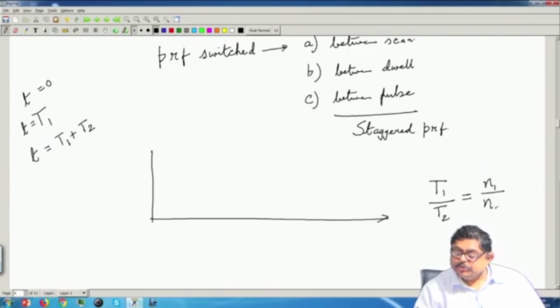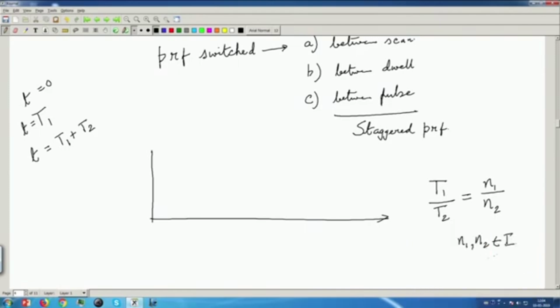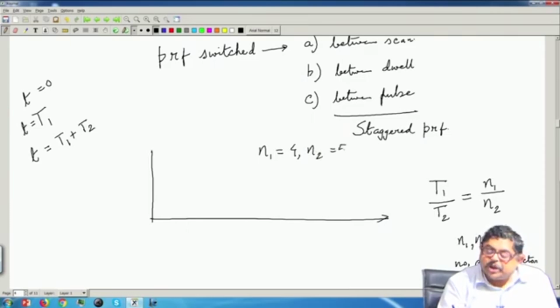That means t1 by t2 will be n1 by n2, where n1 and n2 are integers, and also with no common factor between n1 and n2, obviously except 1. 1 is a common factor of every number. So, no common factor between n1 and n2. Now, to draw the graph I need some numbers. So, let us take one example where n1 is 4 and n2 is 5.